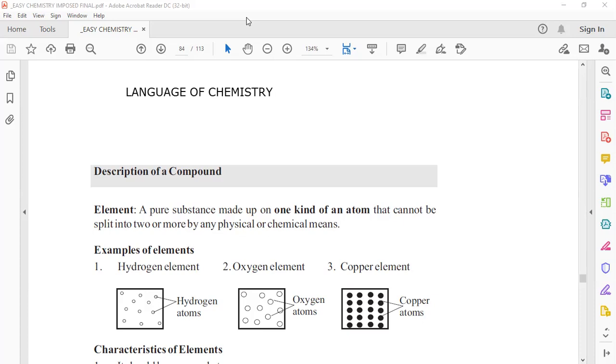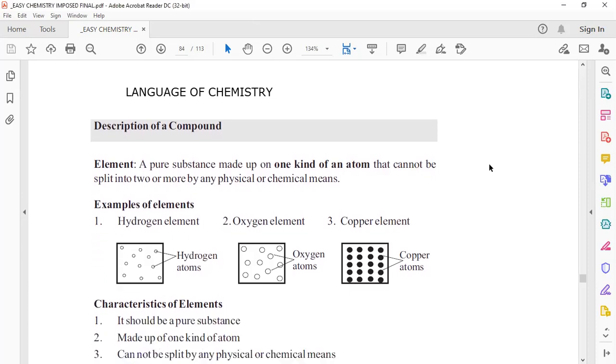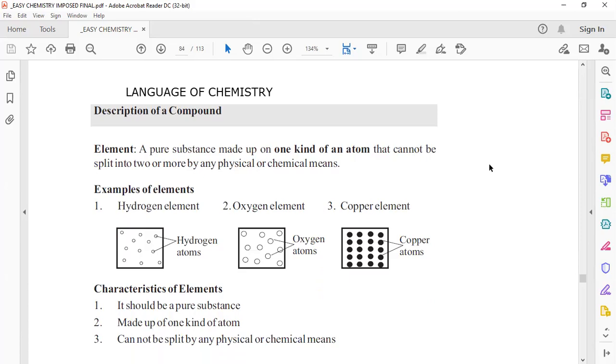So we'll start by looking at the description of what we call a compound. Before we talk about a compound, there is need for us to understand where the same compound is coming from. Where is a compound coming from? So a compound comes from what we call an element.